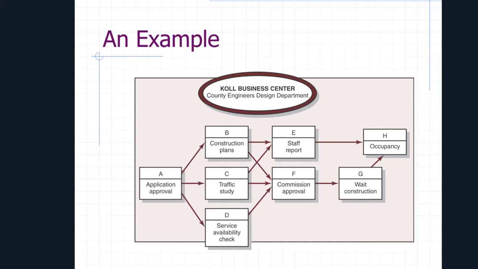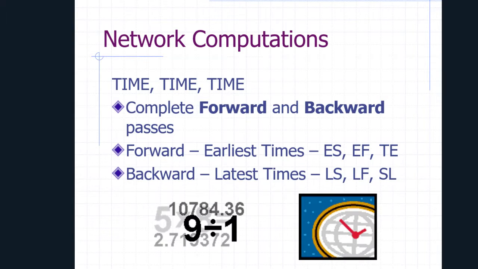And what we're going to do now is we're going to look at the time side of things with this particular network. So we do 2 things. We complete what's called the forward pass and then the backward pass, and they're based on the earliest times on the forward pass and the latest times coming back. So we have these different terms that we're going to use. ES is early start, EF early finish, and LS is latest start, and LF is latest finish.